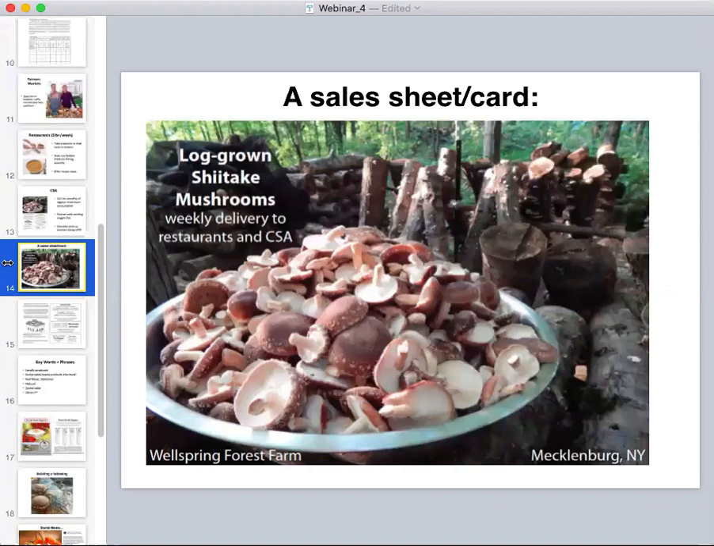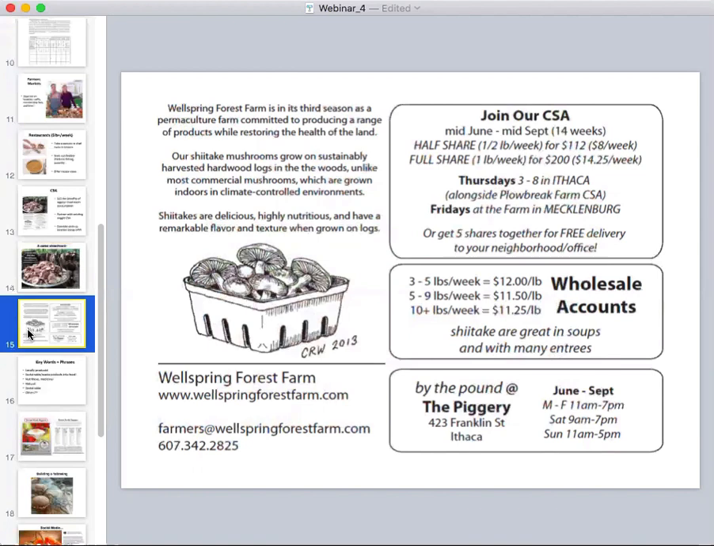The one we'll probably update for next year is going to have to also sell our oysters and some of our other products as well. So we're going to have to figure out how to tell that story a little bit differently. The front is kind of the glamour shot. The back is where you get into information. You have your contact information, some information about the farm, and then your prices.